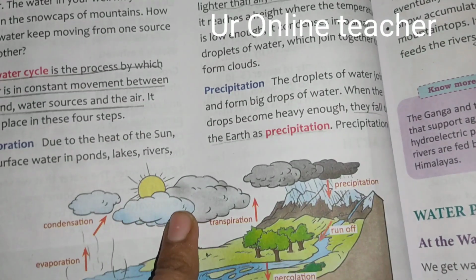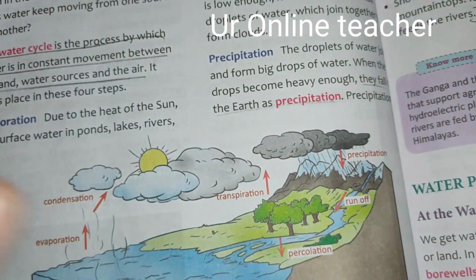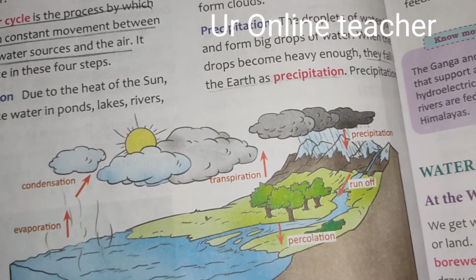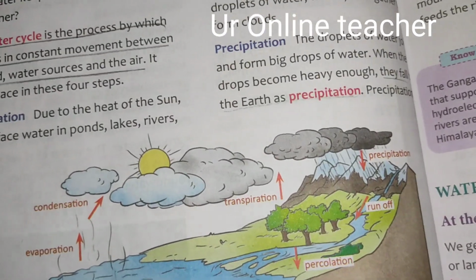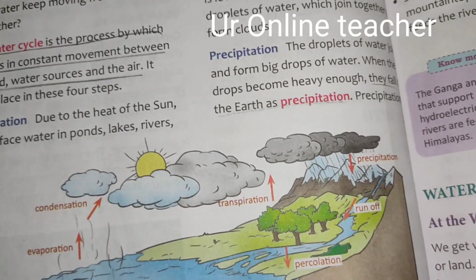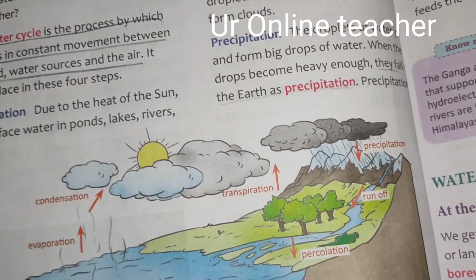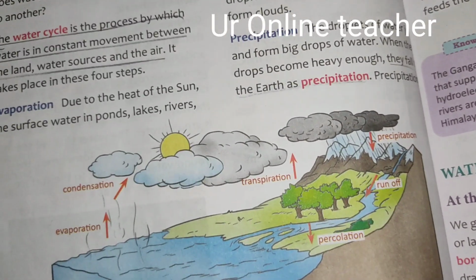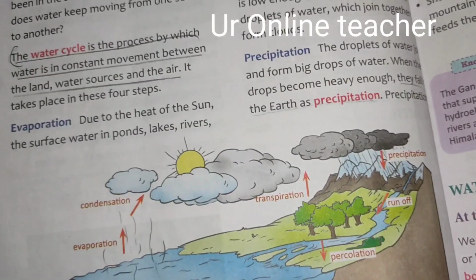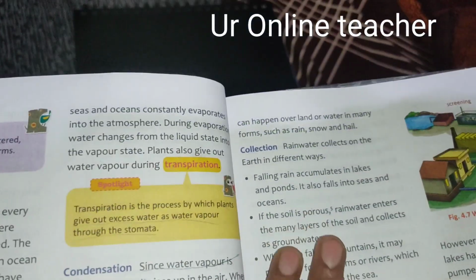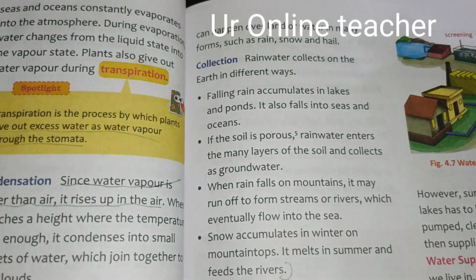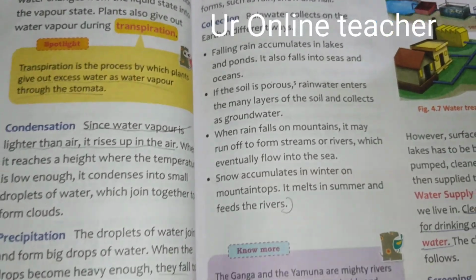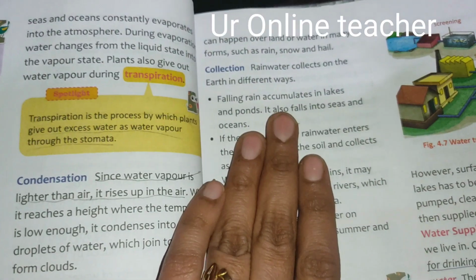Then what happens? All these water droplets join to form big drops of water. When these drops become big enough, they become very heavy. When it is light, it will stay there only. But when it becomes very heavy, it can't stay there, so it falls on the earth as precipitation. Precipitation is nothing but rain. Yes? This precipitation can fall over land or water, in forms like rain, snow and hail.